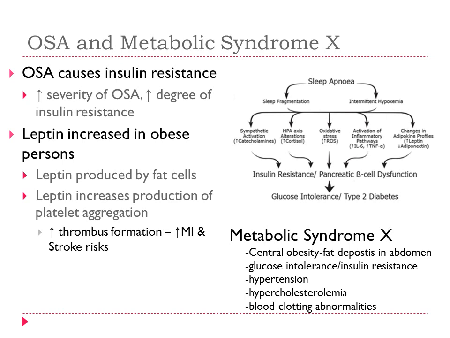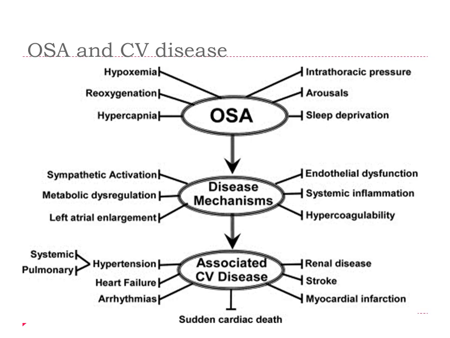Well, if you look on your lower right, metabolic syndrome is where a patient has central obesity. That means they have fat deposits in their abdomen. They also have glucose intolerance and insulin resistance, hypertension, hypercholesterolemia, and blood clotting abnormalities. Well, if you take a look at what OSA causes, it does cause our insulin resistance and glucose intolerance, it causes our hypertension, and it does cause blood clotting abnormalities. So any patient who is obese and also has OSA pretty much falls into our metabolic X syndrome. Let's go on to our next slide.